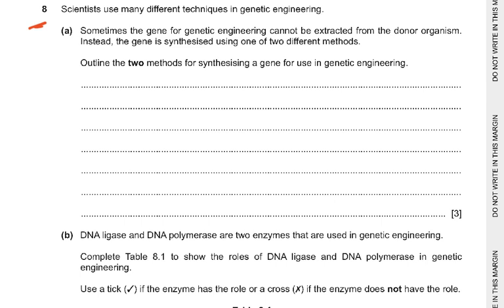Coming on to question number 8, scientists use many different techniques in genetic engineering. Sometimes the gene for genetic engineering cannot be extracted from the donor organism. Instead, the gene is synthesized using one of 2 different methods. Outline the 2 methods of synthesizing a gene for use in genetic engineering. Make the cDNA from messenger RNA using reverse transcriptase, or you synthesize the gene chemically from nucleotides, joining the nucleotides using known amino acid sequences from the database.